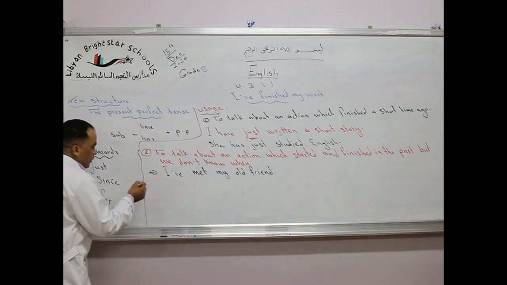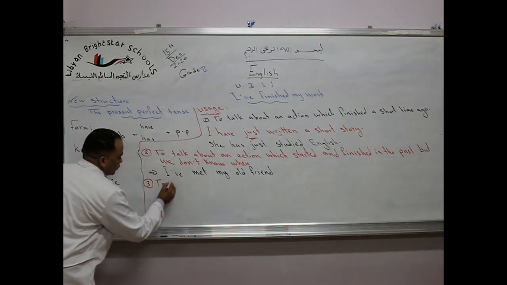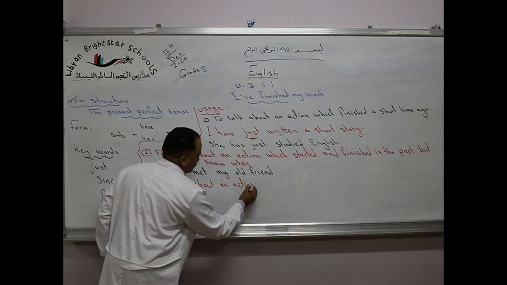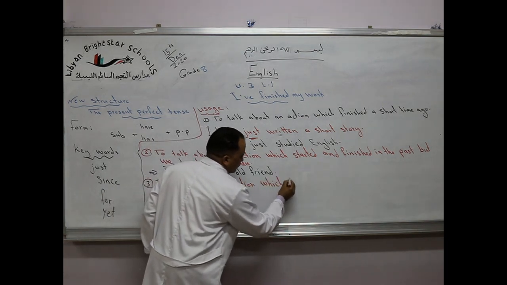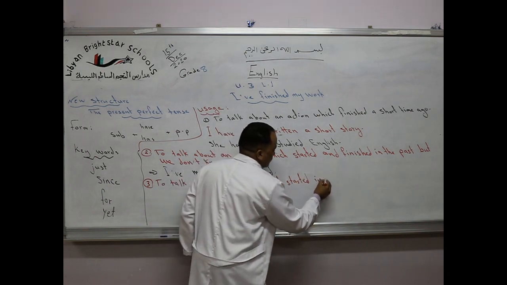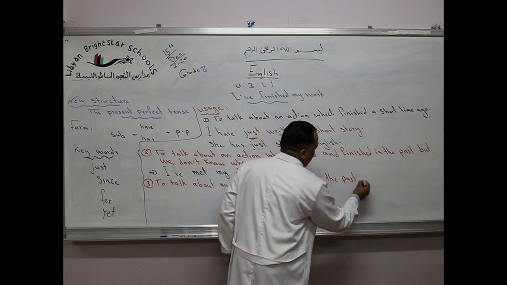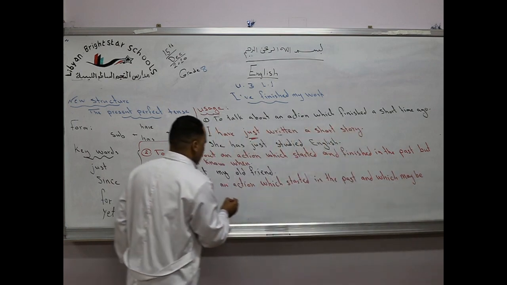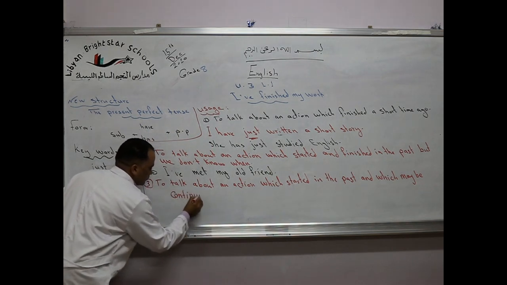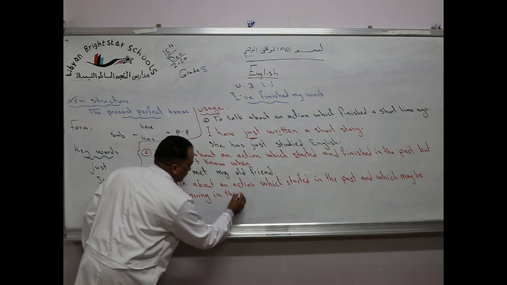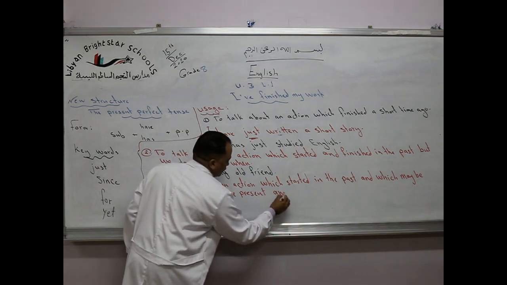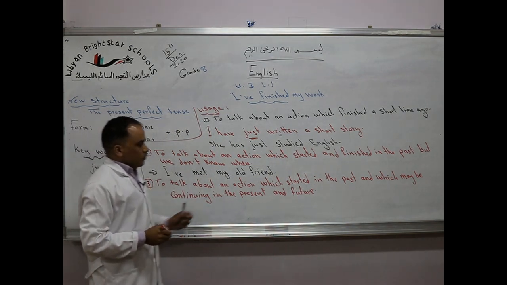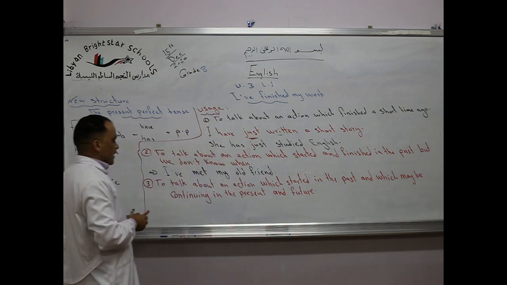Number 3, or the third usage, to talk about an action which started in the past and which may be continuing in the present and future. We use the present perfect, the third usage, to talk about an action which started in the past and which may be continuing in the present and in the future.